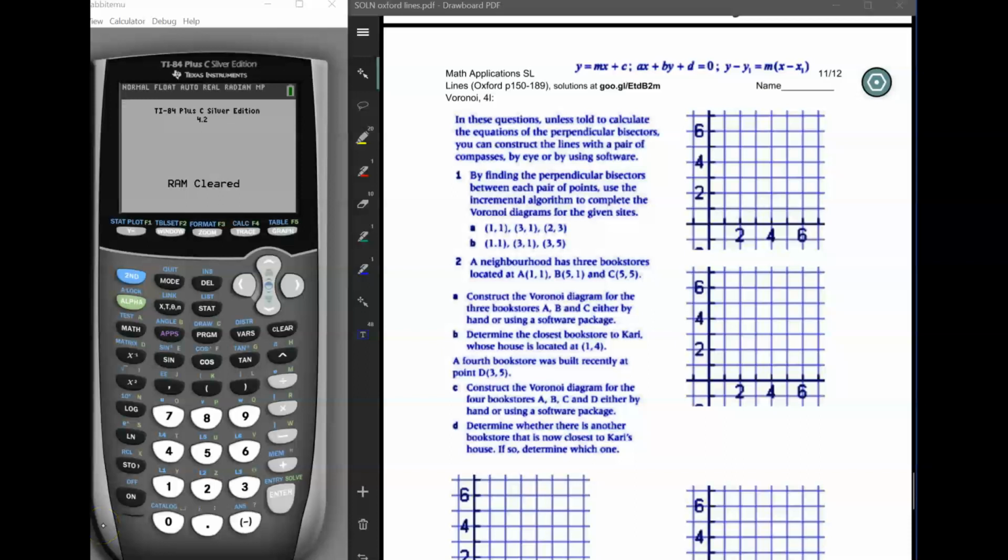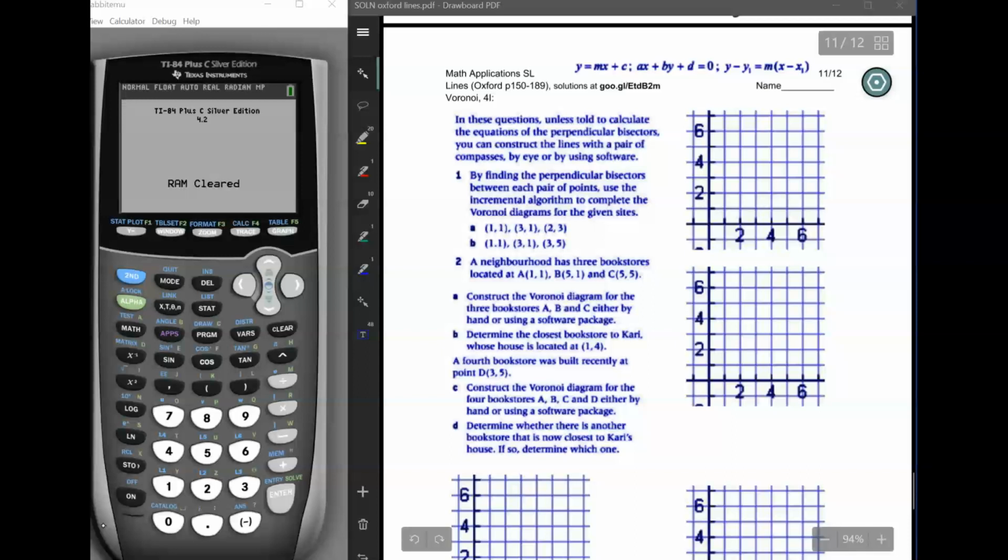Page 11 of lines. Finally, we're going to start the Voronoi diagrams. In these questions, unless told to calculate the equations of the perpendicular bisectors, you can construct the lines with a pair of compasses by eye or by using software. Basically, drawing, right? By finding the perpendicular bisectors between each pair of points, use the incremental algorithm to complete the Voronoi diagrams for the given sites.